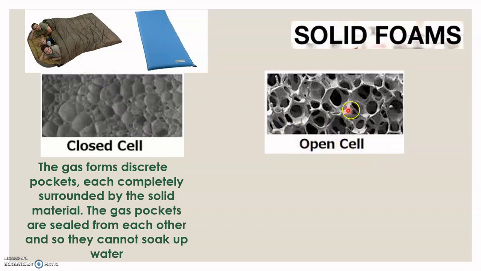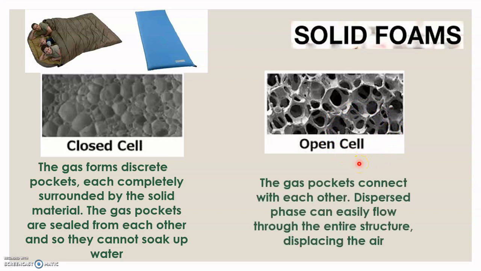The second type, called the open cell solid foams, contains gas pockets, and they are connected with each other, as you can see in the figure. Since there is connection between them, the dispersed phase, that is the gas, can easily flow through the entire structure, displacing the air.